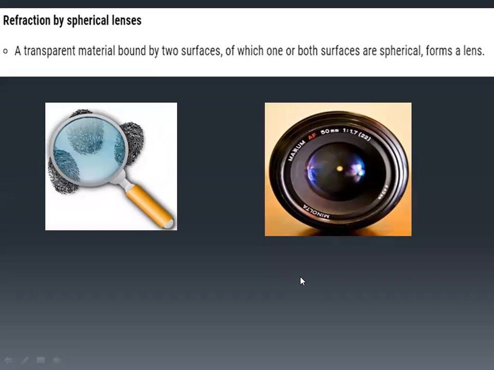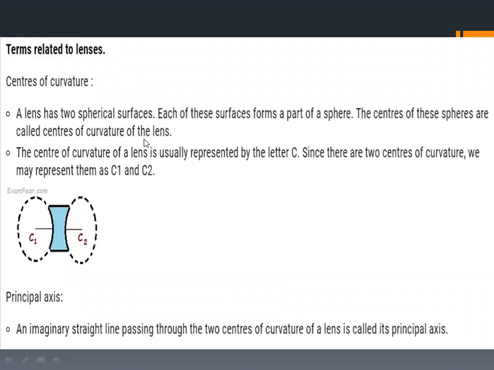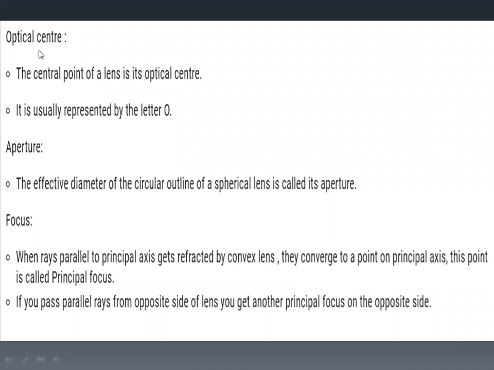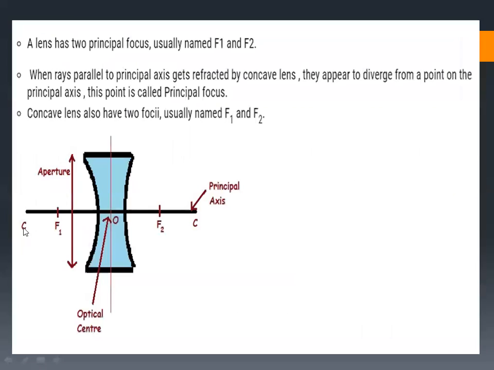And refraction through spherical lenses. Lenses are made up of two spherical surfaces, that is what we have already discussed. And some terminologies related to lenses: center of curvature, principal axis, optical center, aperture, focus, and how the image is formed. What is aperture, where the optical center is, what is the principal axis, and it has two focuses: on one side of the lens, focus one, and on the other side, focus two. That is what we have already seen.